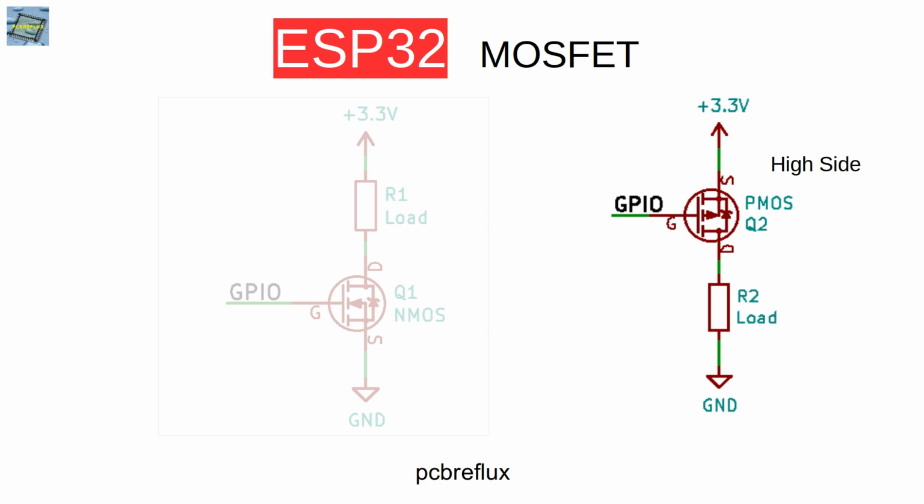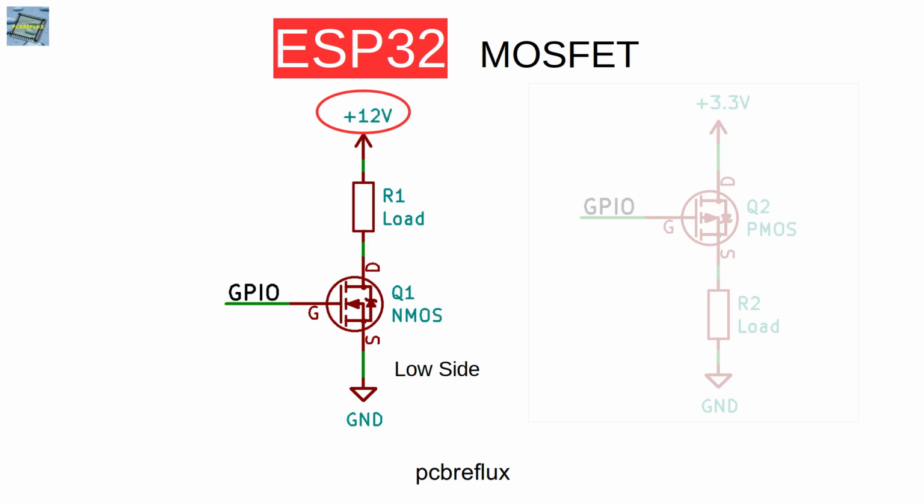But if we now use a P-channel MOSFET and connect the source to the 3.3 volt and the drain to the load and the gate to the GPIO pin, now we can see if we switch the gate to 3.3 volt, the P-channel MOSFET is switched off. And if we switch the gate to 0 volt, the P-channel MOSFET is switched on and the current can flow through the load.